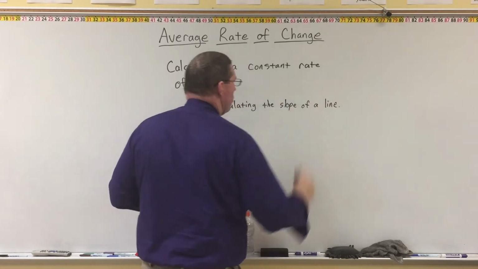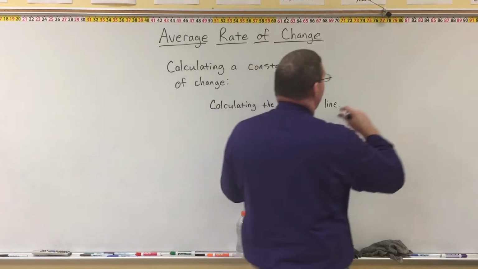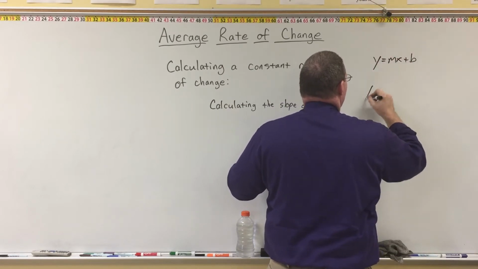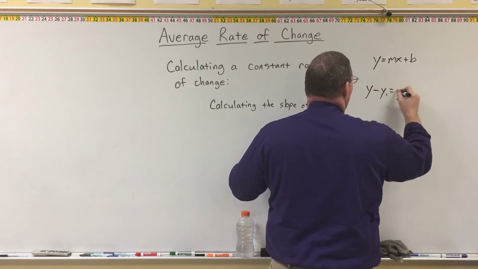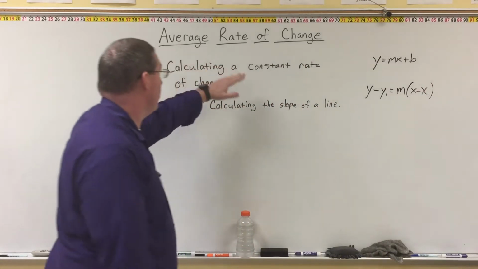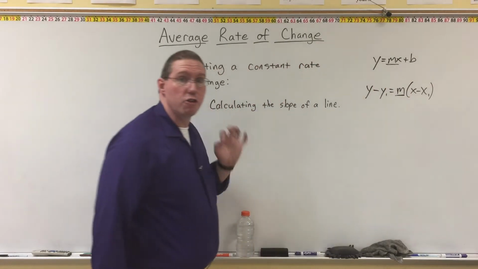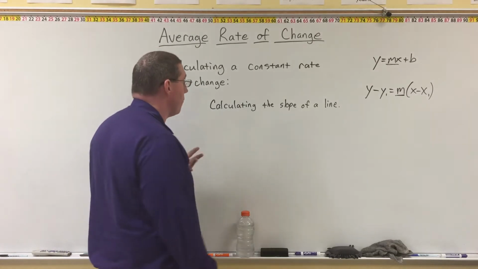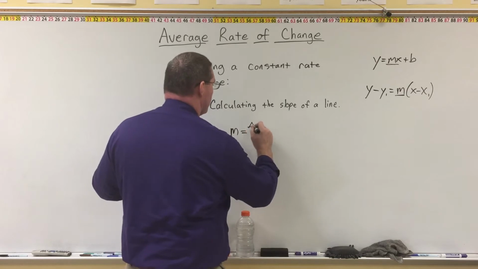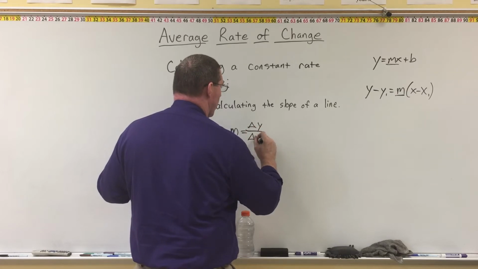So hopefully you have recently reviewed how to calculate the slope of a line. Now lines can take on a couple different forms. There's slope-intercept form, which is y equals mx plus b. And then there's point-slope form, which is y minus y1 equals m times x minus x1. When we say calculating a constant rate of change, all we're doing is calculating the m. That's all we care about. And what you may remember is that to calculate m, all you have to do is calculate the change in the dependent variable, or change in y over change in x.